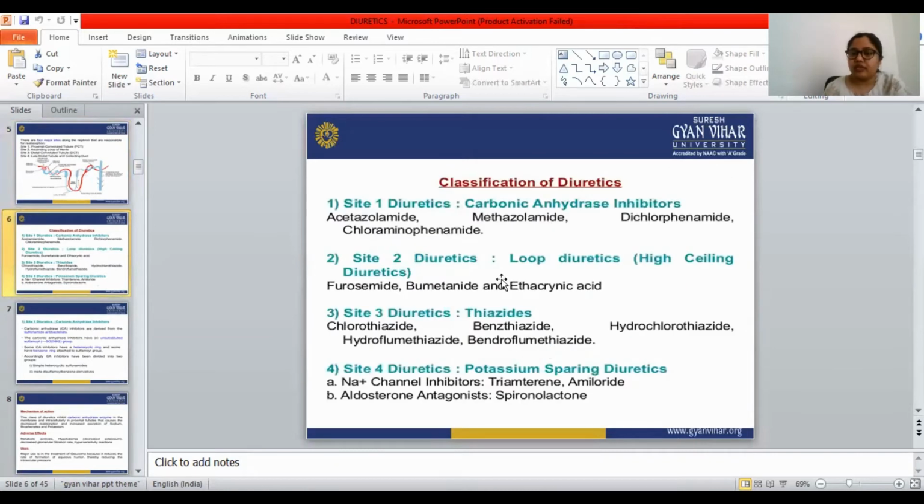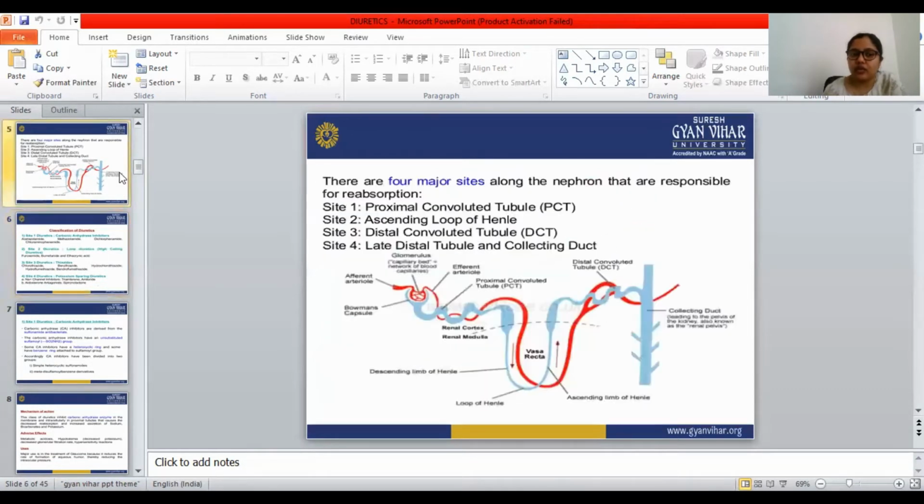So, classification of the diuretics. Site 1 diuretics are the carbonic anhydrase inhibitors. Examples are acetazolamide, methazolamide, dichlorphenamide, and chloroaminophenamide. These act at site 1, the proximal convoluted tubule, that is PCT.